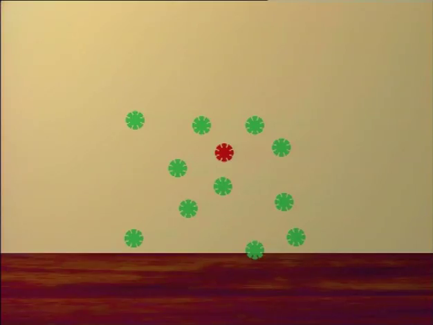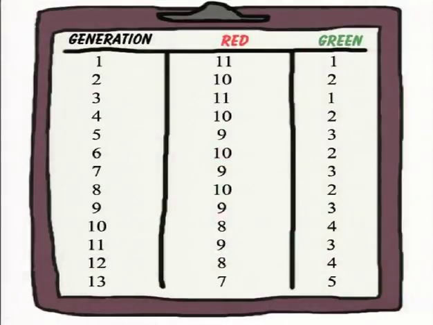Mutation is a mechanism by which alternative genes are introduced into the population. Mutation acts in opposition to genetic drift by increasing variation.